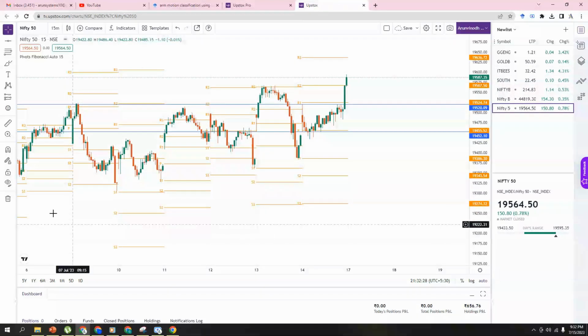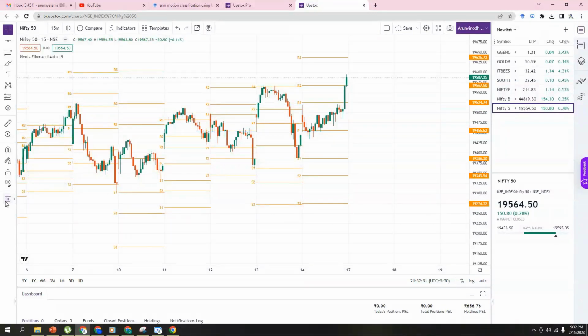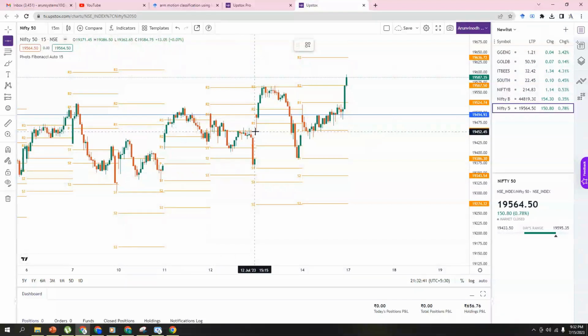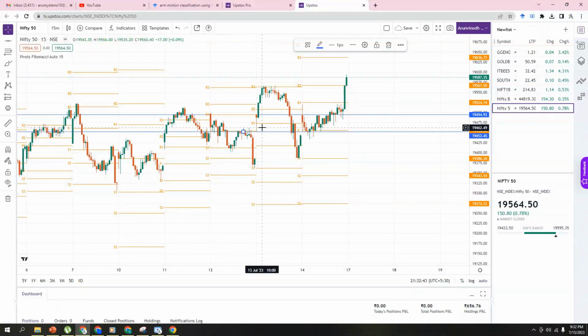Now go to the previous day. Let me remove the drawings. The 13th is the previous day. So this is 9:15. I am marking the high here and the low here. What happens? It successfully breaks it, reaches the first target, reaches the second target, and then comes down.